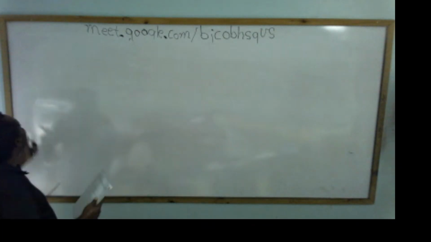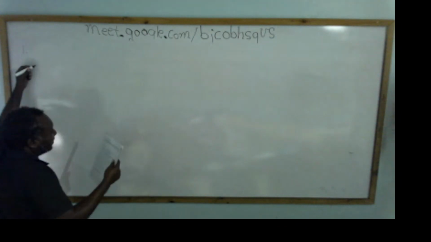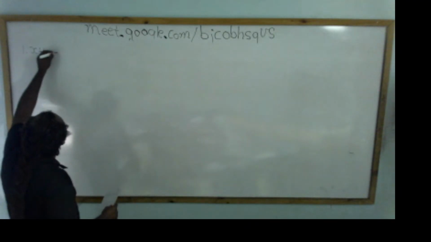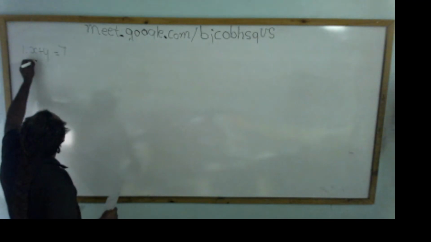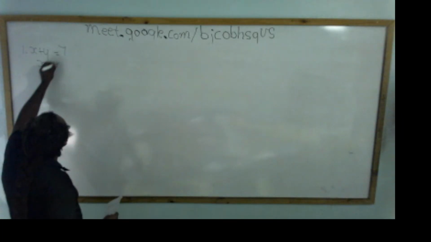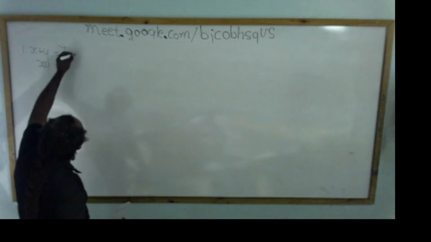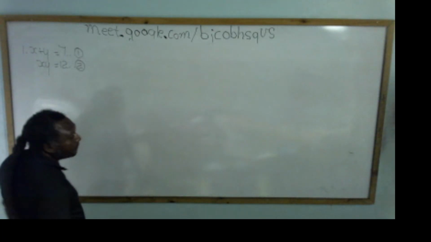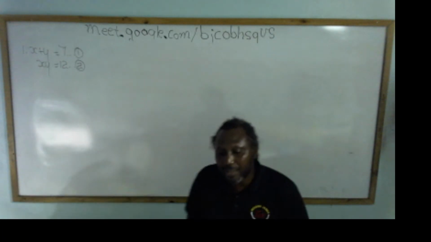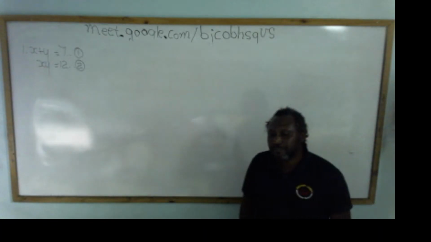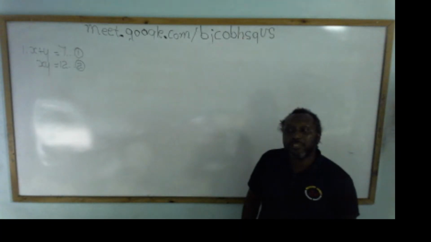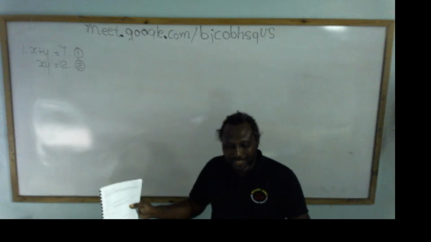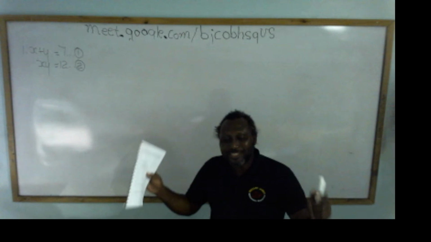So, 1. x plus y is equal to 7. xy is equal to 12. That is equation 1, and that is equation 2. When one of the equations is linear and the other one is non-linear, the general approach is substitution. Yes? The general approach is substitution.